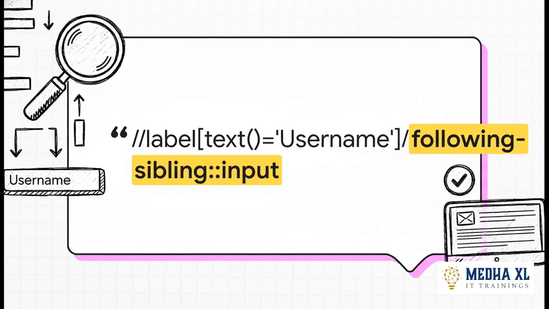Oh man, this is the classic use case. You'll see this everywhere. You find the label username, which is usually static and super easy to locate, and then you just ask for the input field that's its following sibling. That's it. This is an incredibly stable and reliable way to grab form fields, even if their IDs and classes are changing all over the place.